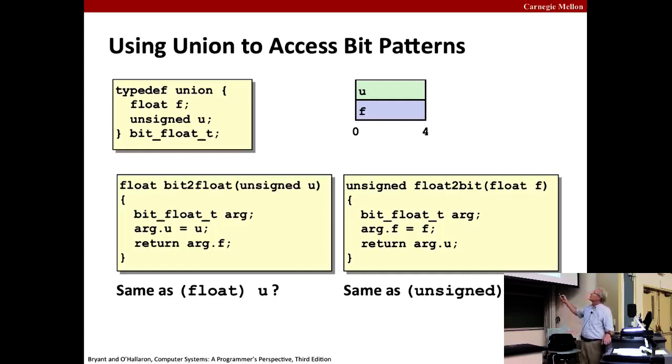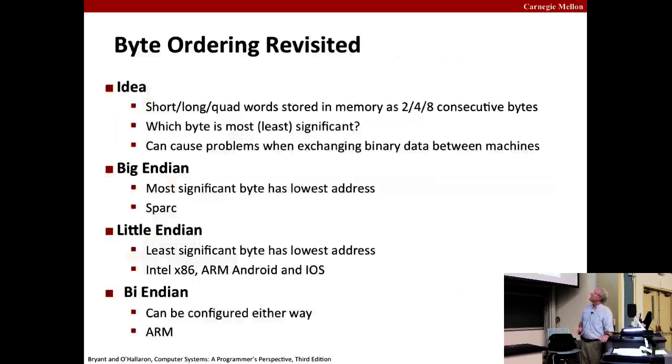But this one actually doesn't change bits. It just changes, so the numeric value changes quite a bit. So it's a useful technique to be able to override the type system and get to bit representations. And this actually turns out to be one of the places where byte ordering will show up in programs if you're not careful.